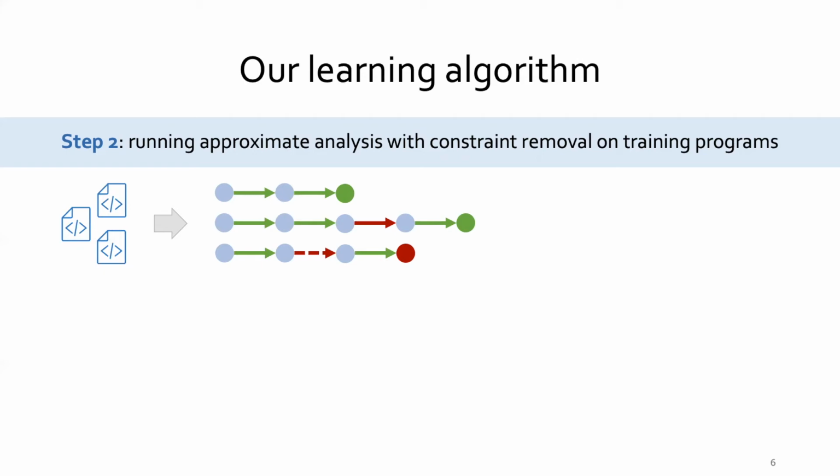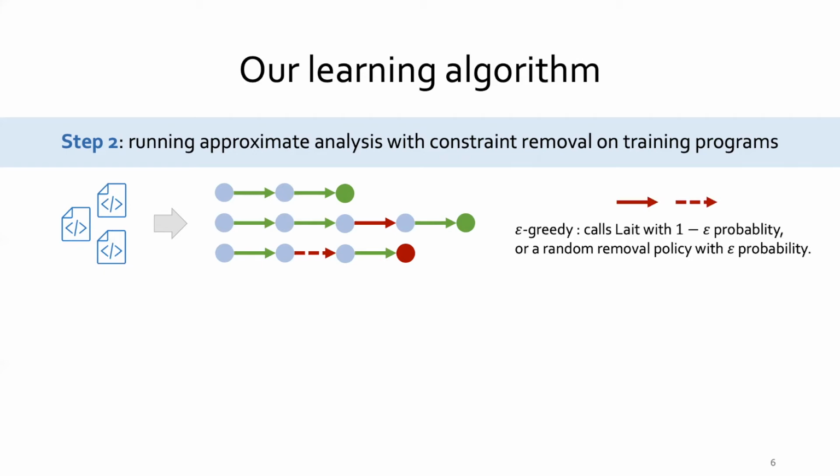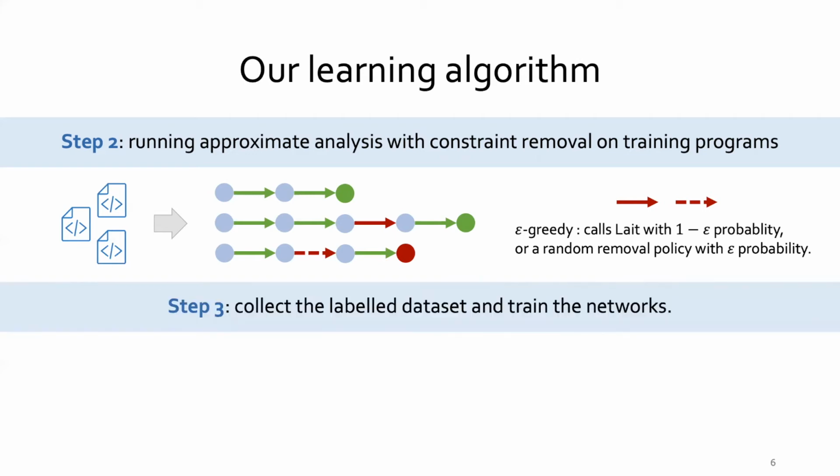invariants imprecise. The approximation in training is epsilon-greedy, which means that we call the learned policy with 1 minus epsilon probability, or we call a random removal policy with epsilon probability. In step 3, we label the removed constraints as true or false based on whether they affect the precision. In our example, the removed constraint in the solid approximation does not affect precision, and is so marked as true. The 2 removed constraints in the dashed approximation are labeled as false.